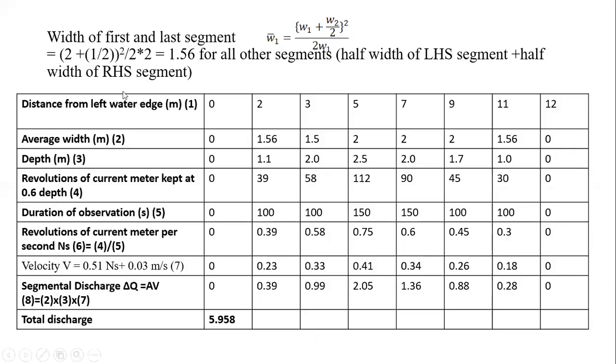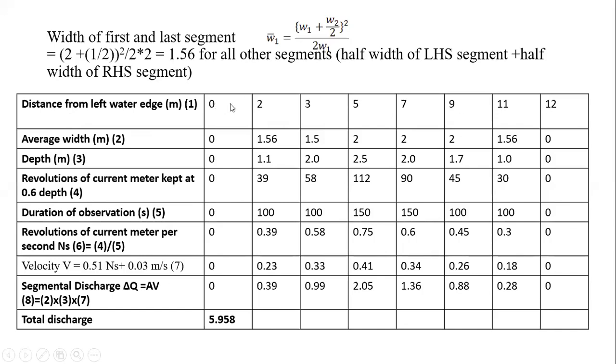So here I did the calculations, and I have prepared the table in this fashion. You may prepare it in a vertical manner, it doesn't matter. So the distance from the left water edge in meters, row number 1, those distances were 0, 2, 3, 5, 7, 9, 11 and 12 meters. It means the first vertical is at 2 meters, the second vertical at 3 meters from the left side, then the next at 5 meters, next 7, 9, 11 and 12 meters, isn't it?